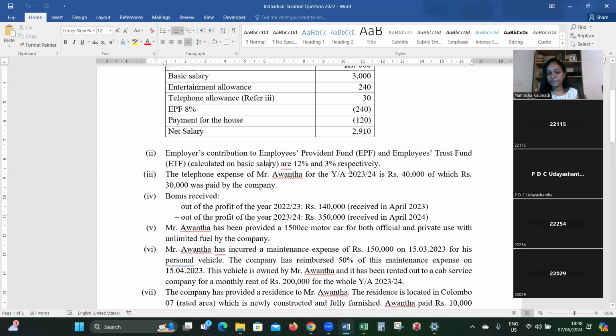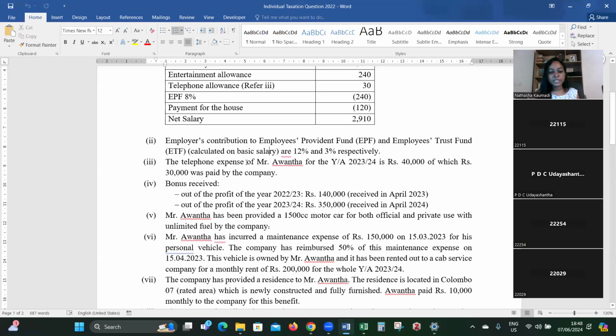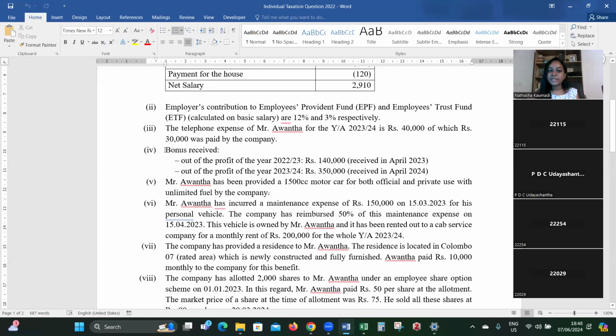That information is given. Next, the telephone expenses of Mr. Avantha for the year of assessment 2023-24 are 40,000, of which 30,000 rupees was paid by the company. The expense is 40,000, and out of that, 30,000 was paid by the company. The balance 10,000 has been borne by Mr. Avantha.